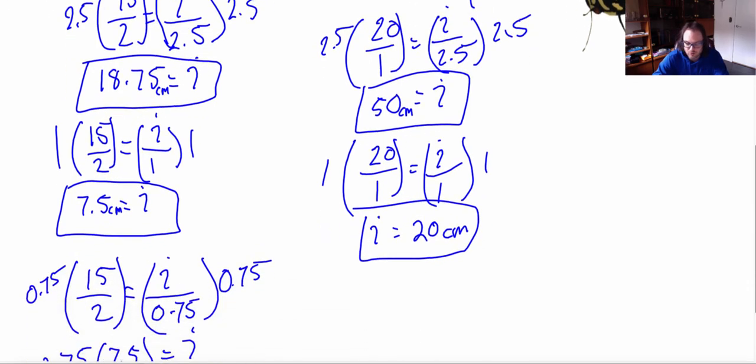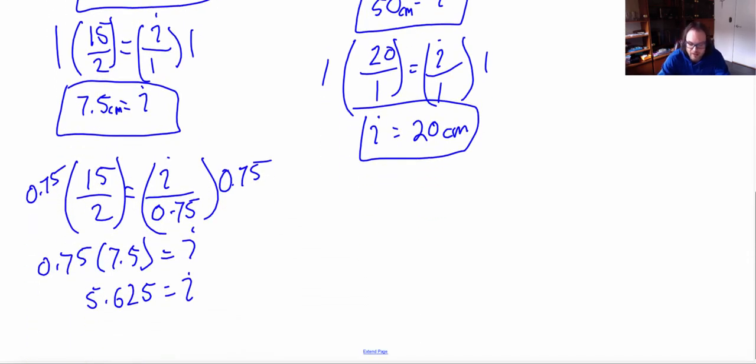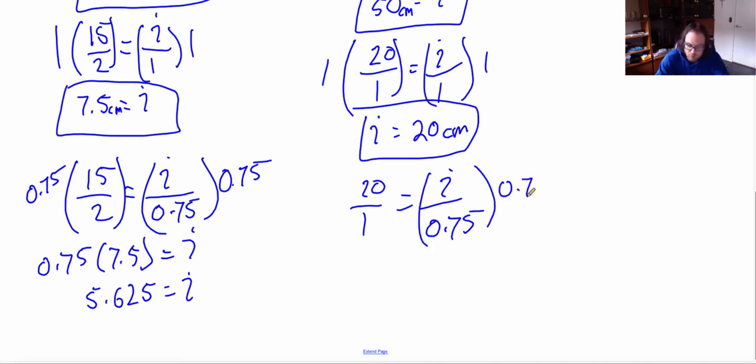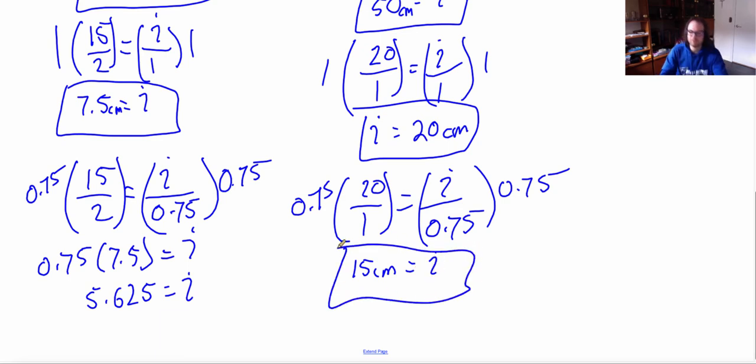And then my last one for my model, we're going to have 20 over 1 is equal to I over 0.75. So in this case, we have to multiply both sides by 0.75 to get rid of my denominators. So here I'm going to end up with 15 centimeters is equal to I. So we have my dimensions for all of them.